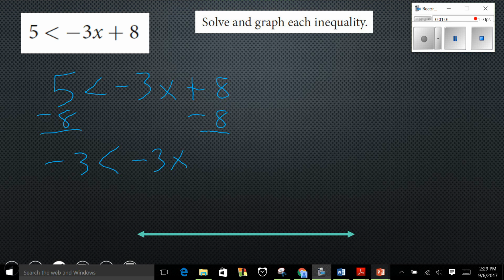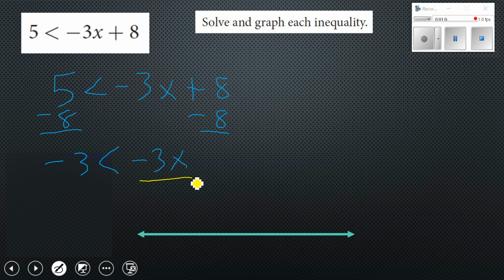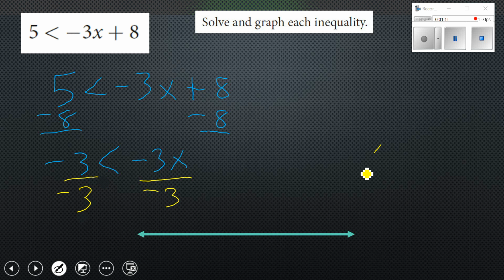Now we have to be careful on this next step because we have a negative next to x. So anytime we divide by a negative or multiply an inequality by a negative, we need to flip the direction of the inequality. So it looks like this. Instead of saying x is greater, we'll say x is less than. And this is going to be x is less than 1.